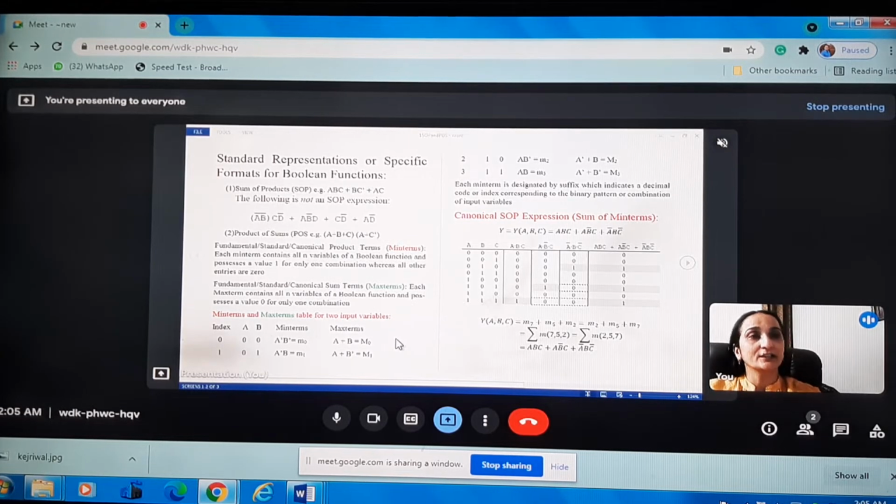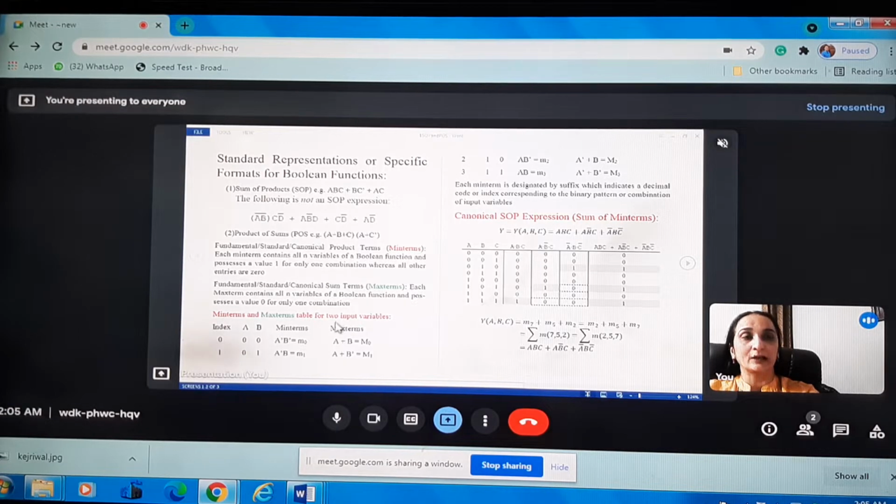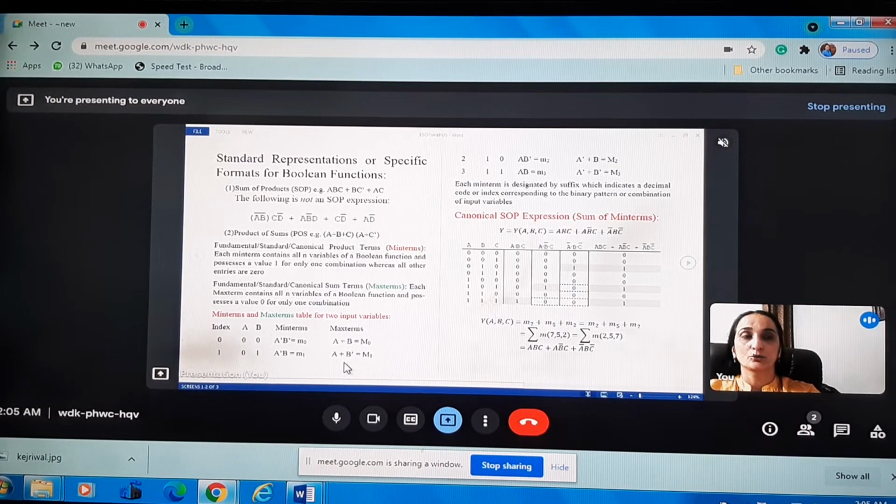Now consider a case of two input variables, say A and B. When there are two input variables, there will be four combinations: 0 0, 0 1, 1 0, 1 1. So there will be four min terms and four max terms. For n variables, the number of min terms will be 2 raised to the power n. This is the index, which is the decimal code of the corresponding binary combination.